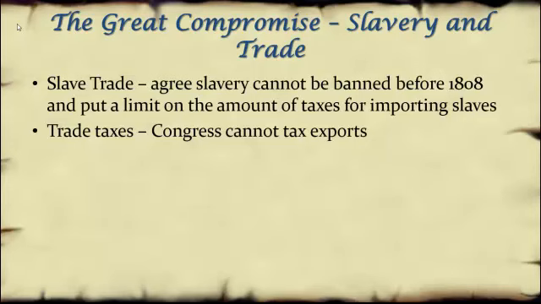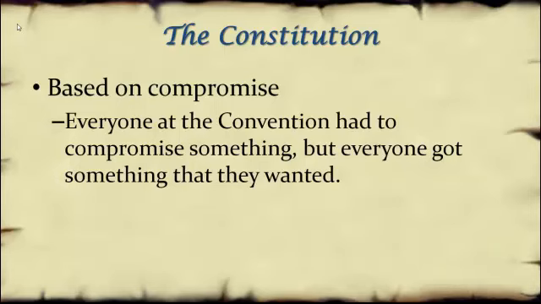And they also said that the national government would not be able to tax exports, things coming out of the country. They could only tax imports, things coming into the country. So this whole Constitution was based on compromise. Everybody at this convention had to compromise on something, but everyone also got something that they wanted out of this deal. So overall, the history of the United States Constitution is one of problem solving, compromise, but also one of failing to deal with controversial issues such as slavery. But this history created the document that our government is still based on today.